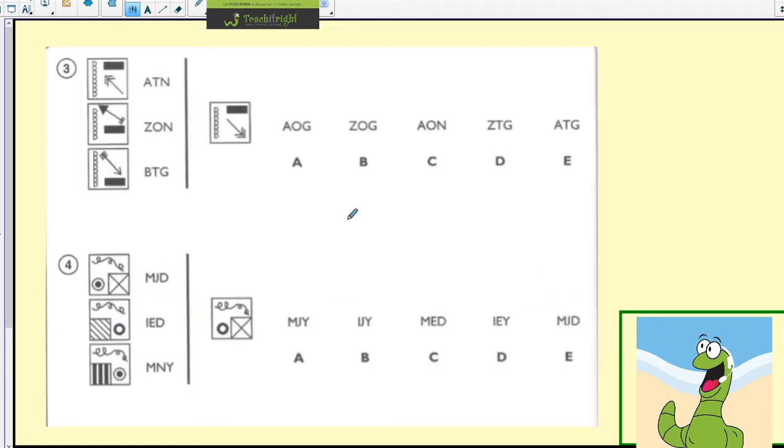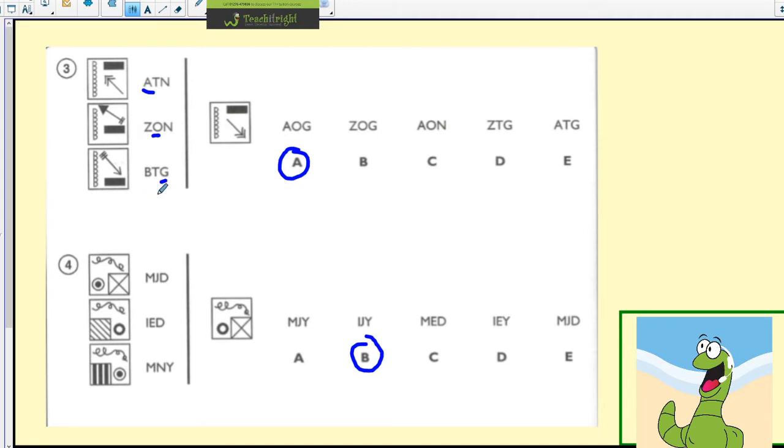Right, 3 and 4. The answers are A and B. In this case, our first letter signifies the position of the black rectangle, so being the top right-hand side, that's A. The second letter signifies the number of scallops, the bumps. So in this case, we want O, it's this one. And the third letter signifies the direction of the arrow. It's pointing up or down. In this case, it's pointing down, so we want G. So AOG. Again, it's going through and working them out.